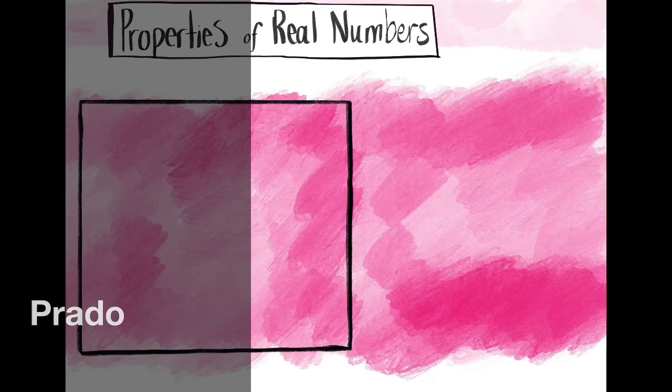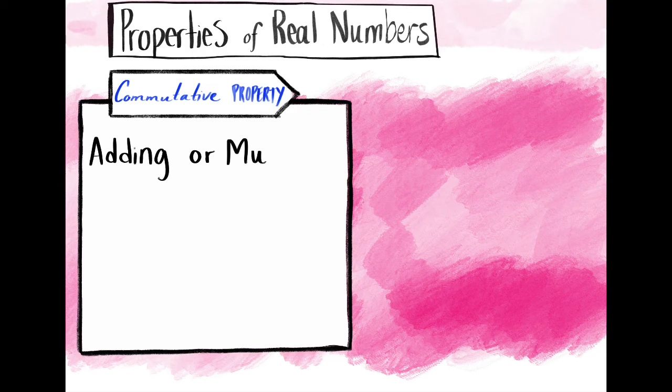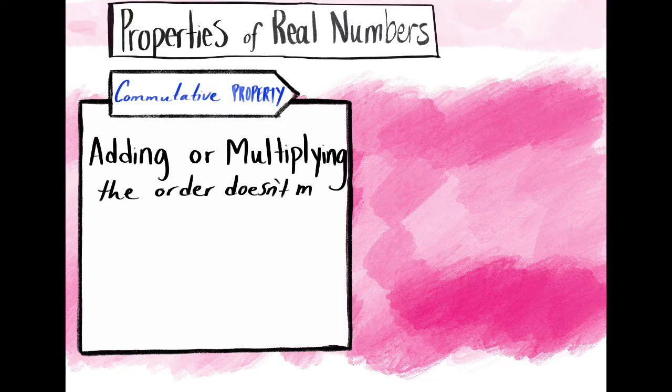Hello. So today we're going to look at properties of real numbers. We're just going to look at a couple of different things that are always true. So the commutative property works for adding or multiplying. And what the commutative property says is that the order in which you add or multiply doesn't matter.